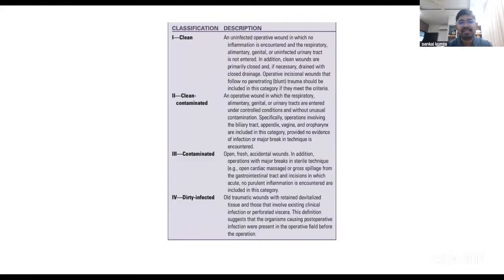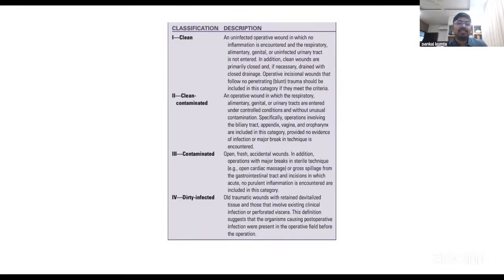So class 1 is a clean wound, an uninfected operative wound in which no inflammation is encountered, and the respiratory, alimentary, genital or urinary tract is not entered. So here that's a typically clean wound. Clean contaminated is an operative wound in which the respiratory, alimentary, genital or urinary tracts are entered under controlled conditions and without any unusual contamination. So there are operations involving the biliary tract, appendix, vagina, oropharynx. These are clean but contaminated, while the first ones tend to be more of blunt trauma or abdominal walls, where they are not exposed to the mucosal area.